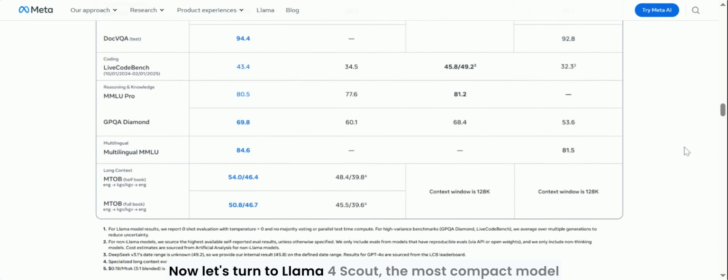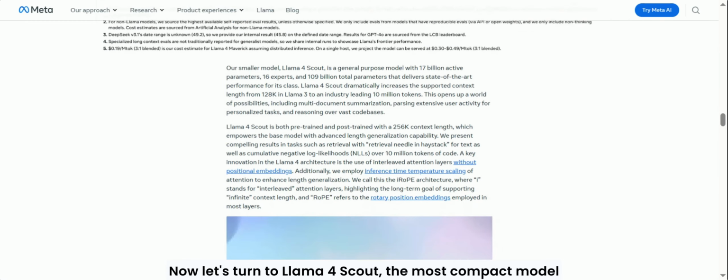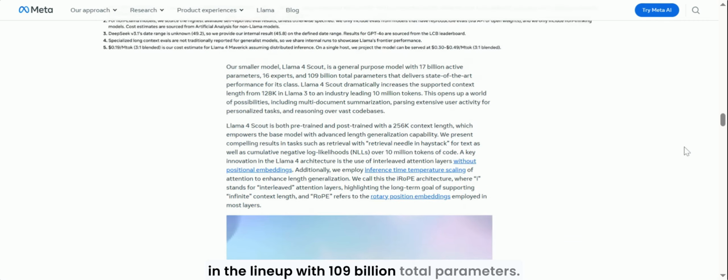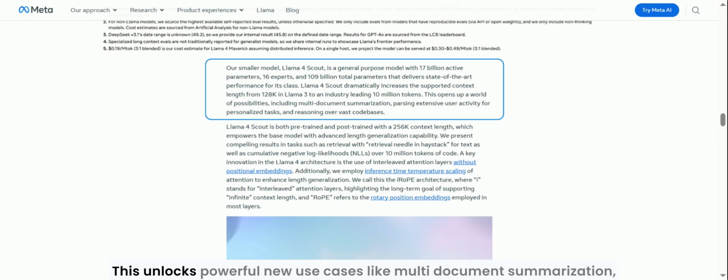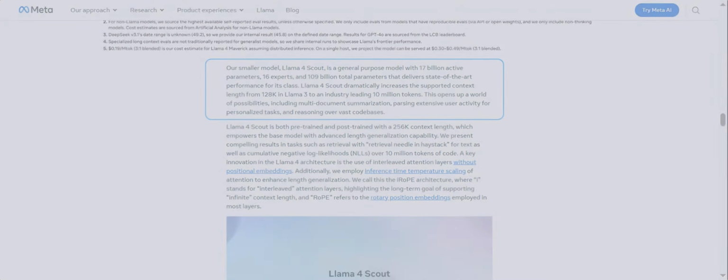Now let's turn to LLaMA 4 Scout, the most compact model in the lineup, with 109 billion total parameters. Despite being the smallest among the three, Scout delivers state-of-the-art performance for its class. One of its most impressive capabilities is the dramatically extended context length. While LLaMA 3 supported up to 128K tokens, Scout pushes that boundary to an industry-leading 10 million tokens. This unlocks powerful new use cases like multi-document summarization, long context retrieval, and complex reasoning across extended inputs.